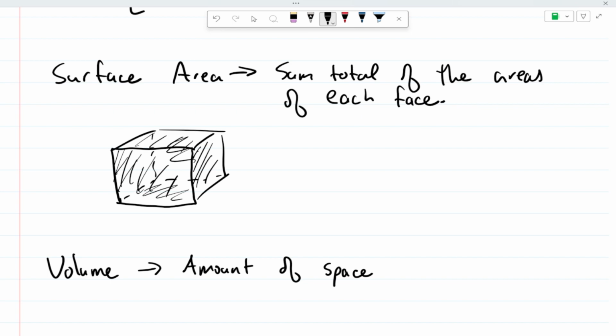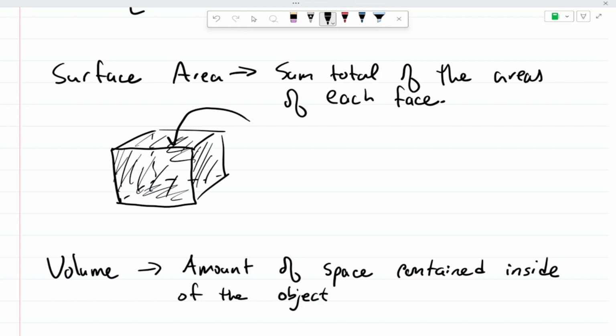All right. Volume, on the other hand, you could think of as the amount of space contained inside of the object. Sorry, let's write this a little cleaner here. Of the object. So it's kind of like, if I have this cube and I wanted to start filling it up with water, oh man, I thought I had the blue marker out. There we go. If I wanted to start filling it up with water, how much space will I occupy within this shape? So those are the two big differences here.